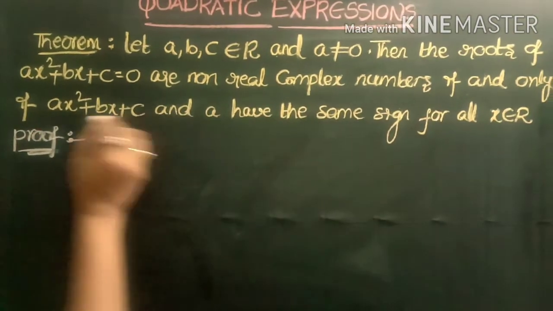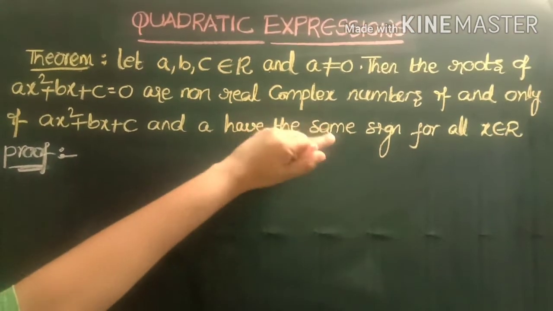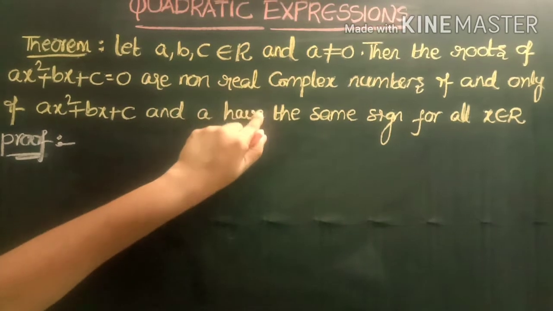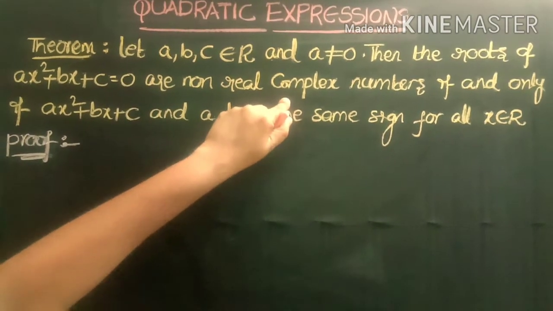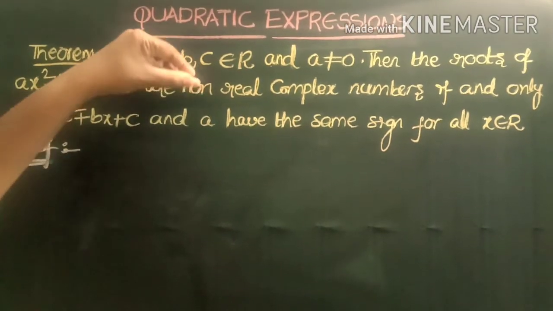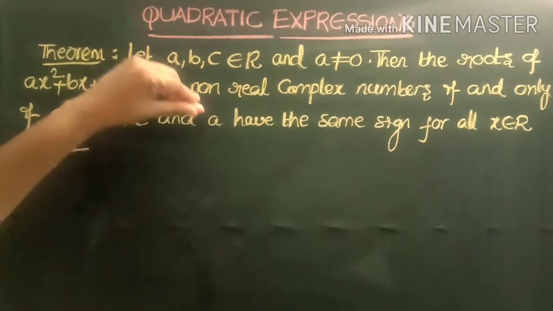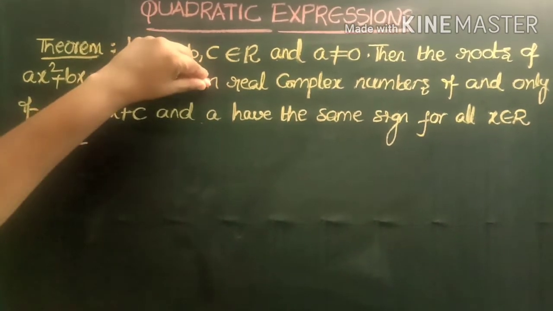So here we have an if and only if condition. If and only if means in this theorem we have two statements, the first statement and the second statement. For an if and only if condition, first we assume the first statement and prove the second statement. After that we assume the second statement and prove the first statement.